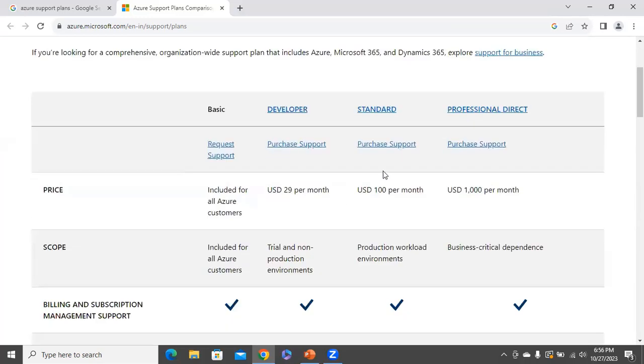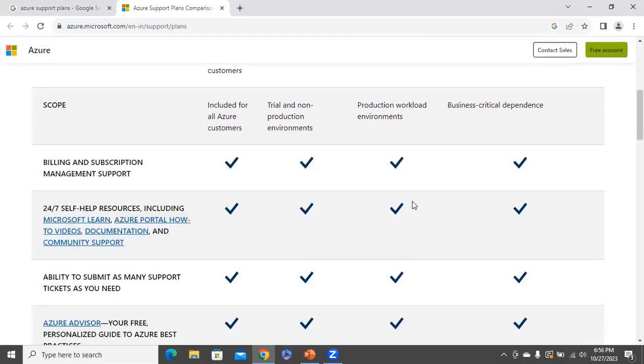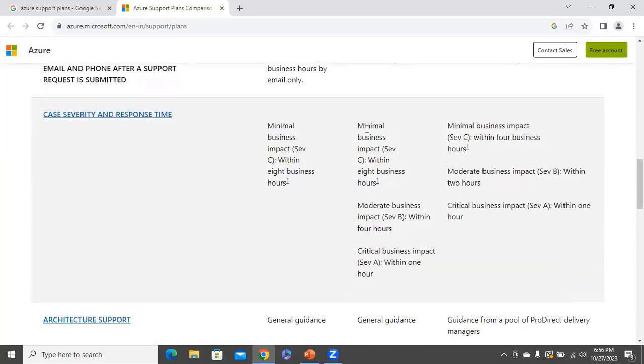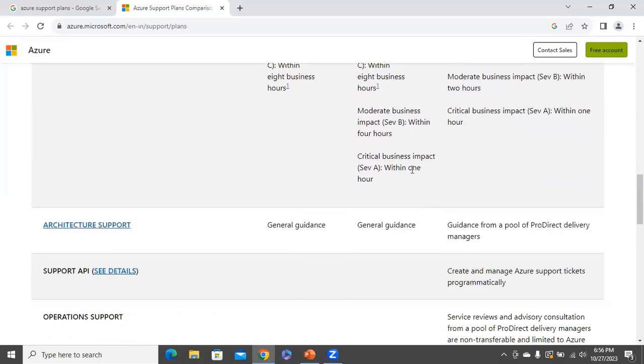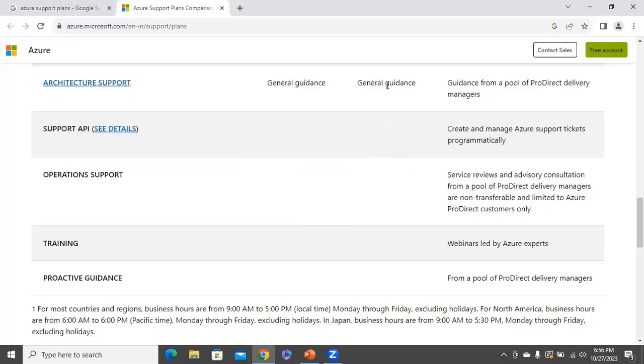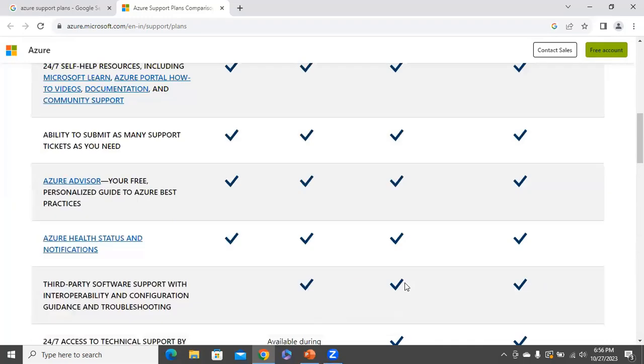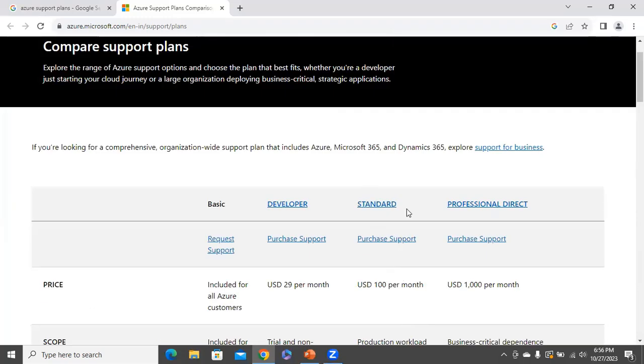Now, when you go to the standard plan, which costs USD 100 per month, it is for production workload environments, not very mission critical, but web applications. Now you get a lot of support from Microsoft. For minimal business impact severity, within 8 hours they'll attend. Moderate business impact, within 4 hours. Critical business impact, within 1 hour. Architecture support and general guidance will be available. Support APIs, operational support, and training are not available as part of standard support.